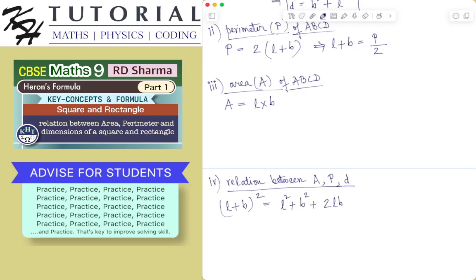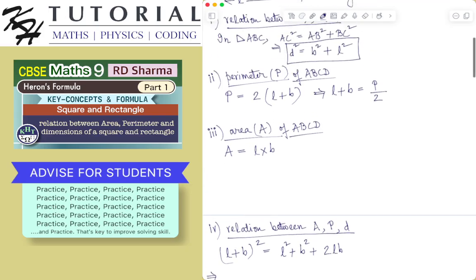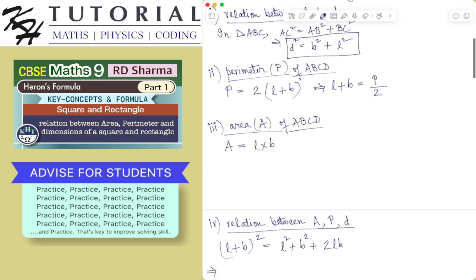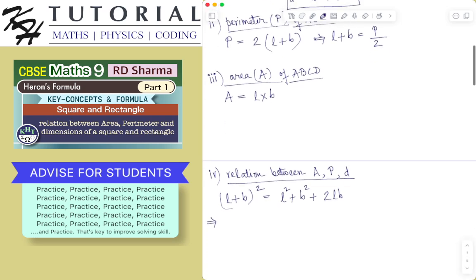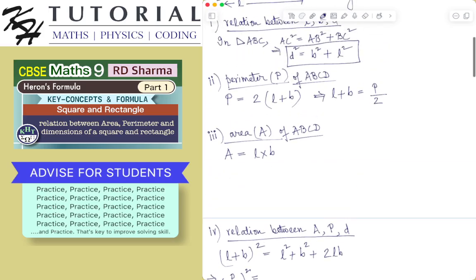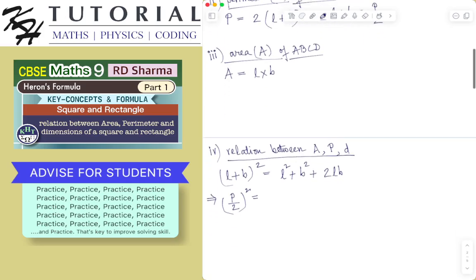Okay. Now this implies, what is L plus b? As I said earlier in the second point, the sum of the length and breadth is P by 2. So this is (P by 2) whole square. What is L square plus b square? L square plus b square is d square, where d is the diagonal of the rectangle, plus what is 2 into Lb? What is Lb? Lb is area, so 2 into A.